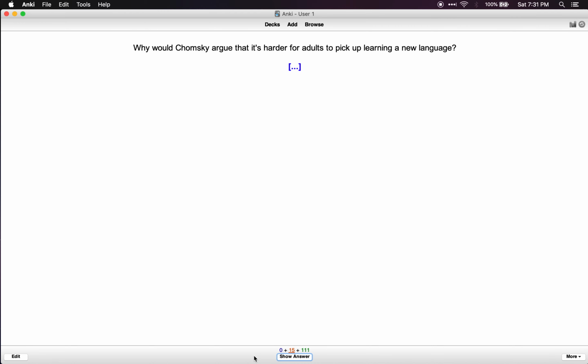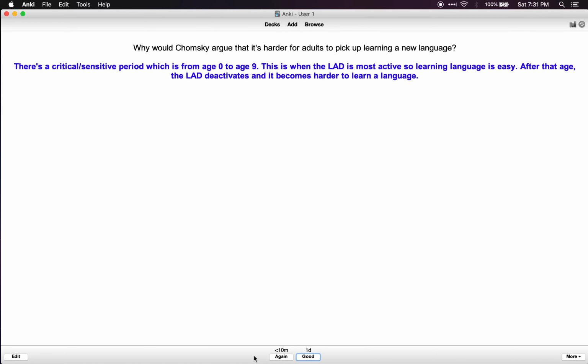Why would Chomsky argue that it's harder for adults to pick up learning a new language? Because the LAD, language acquisition device, is only available from ages 0 to 9. And after 9, it basically deactivates. So that's why it's harder for adults to learn a new language after age 9.